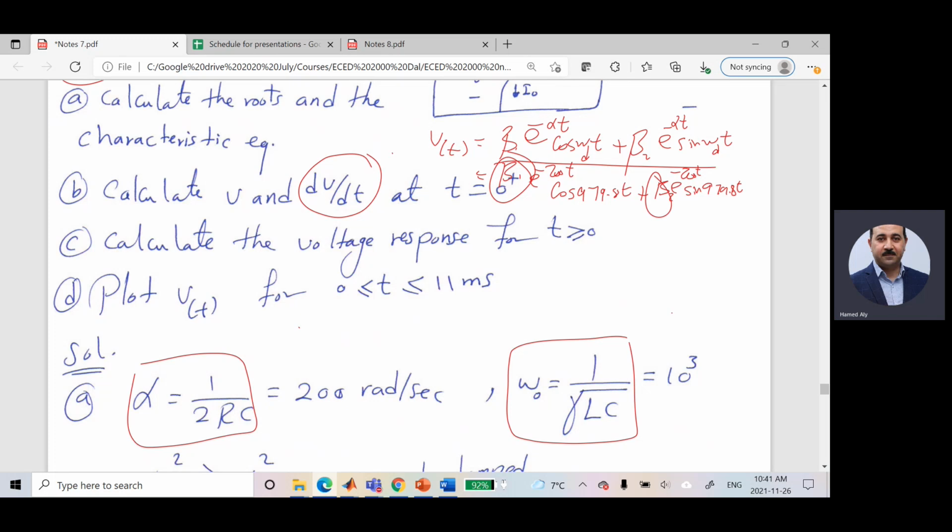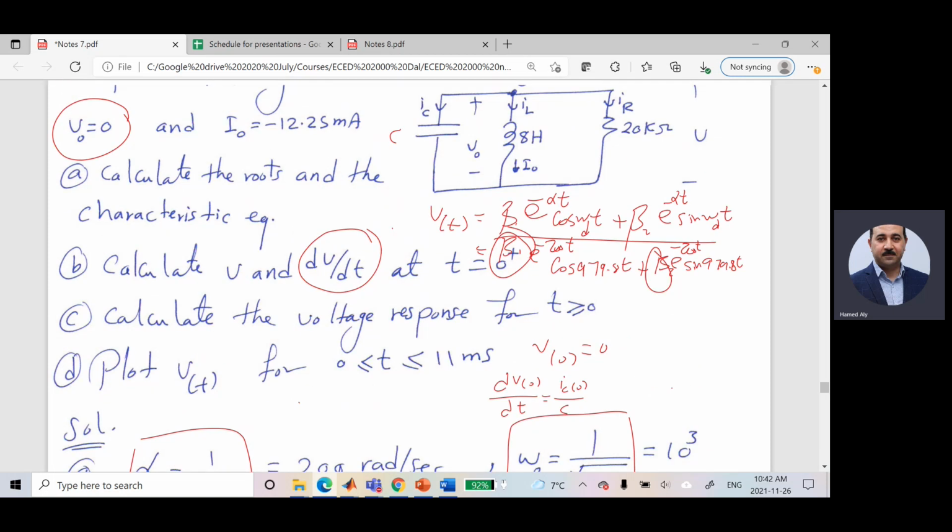For finding beta 1 and beta 2, I have to find the initial conditions. I have to find V of 0, and he gave it to me. He gave V of 0 to me, which is equal to 0. And I have to find dV of 0 by dt. So dV of 0 by dt is equal to what? Yes, IC of 0 divided by C.